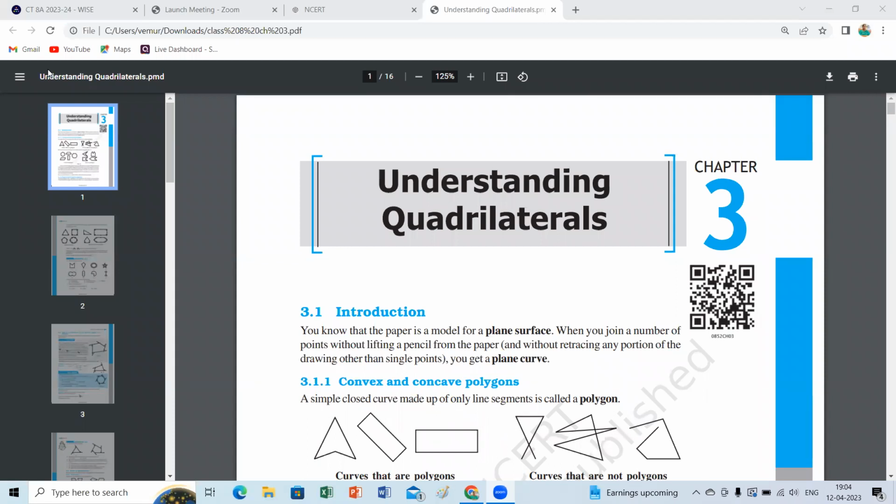Very good. It is a closed polygon. It's a simple closed curve bounded by four line segments. Yes, very good.